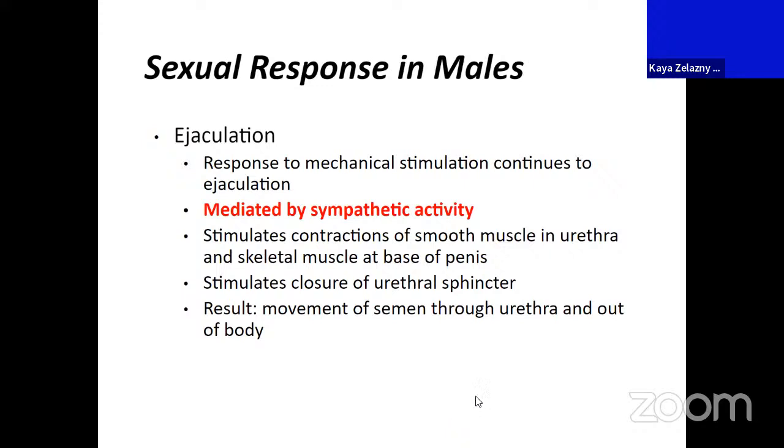This is because what we want to happen is we want semen coming out the urethra. We don't want urine coming out. So we're basically taking that tube, that duct, that urethra that could carry either, and making sure that we're just carrying the one thing at this point. So that's also part of the sympathetic nervous system's job here during ejaculation. So the end result is that semen moves through the urethra and out of the body and kind of resets at this point.